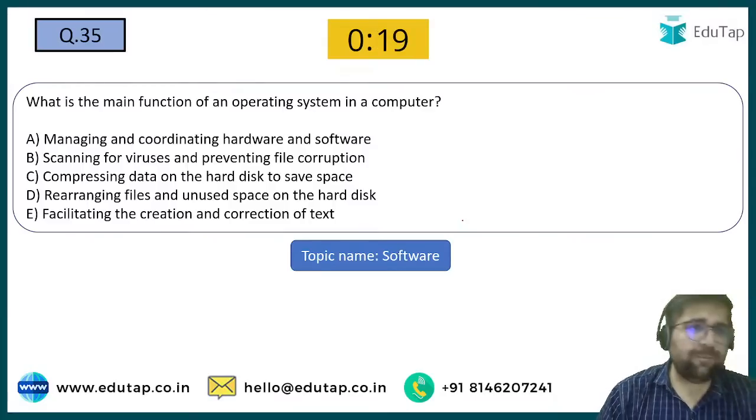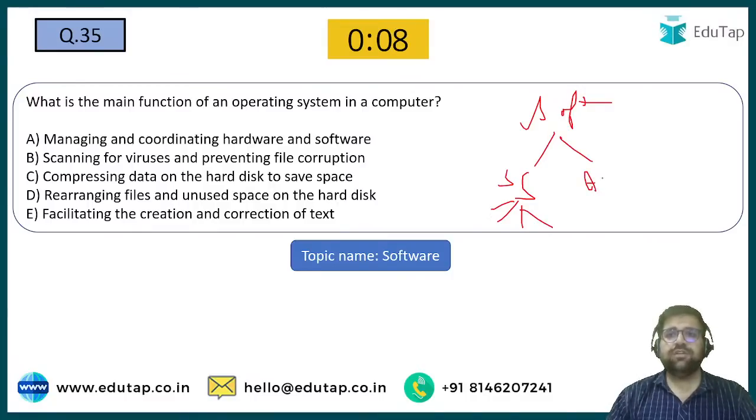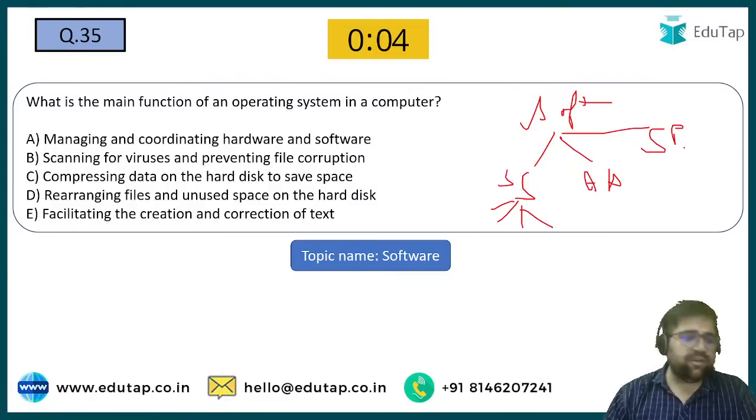Okay, question number 35 now. Mind you, software is an important topic. We have covered system software, which has four different parts. Okay, I'm not repeating it again. There is application software that we have to discuss, and there is software programming that we have to discuss. Okay, 35A. What is the main function?